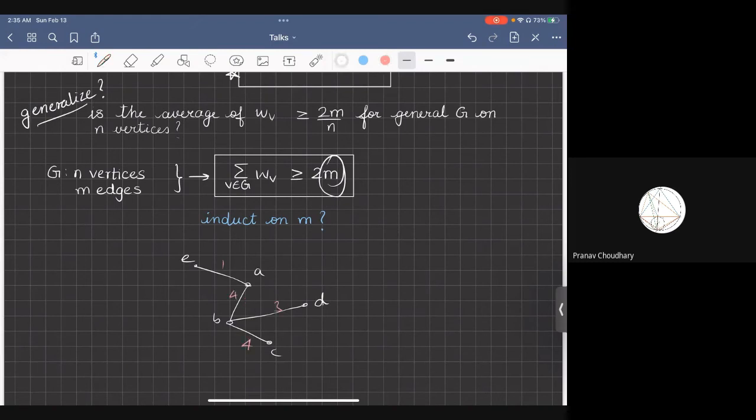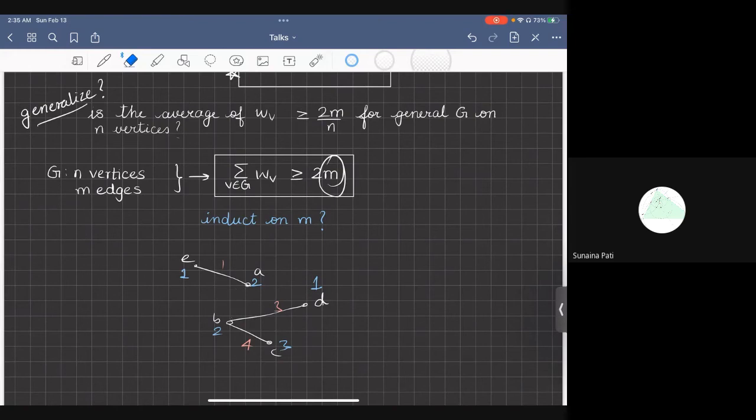Then W of E is 1, W of A is 2, W of B is 2, W of C is 3, W of D is 1, I think, right? Yes. I think deleting the heaviest edge will give good results. Yes, exactly. We delete the heaviest edge. Delete any heaviest edge. Yes, that's the idea.